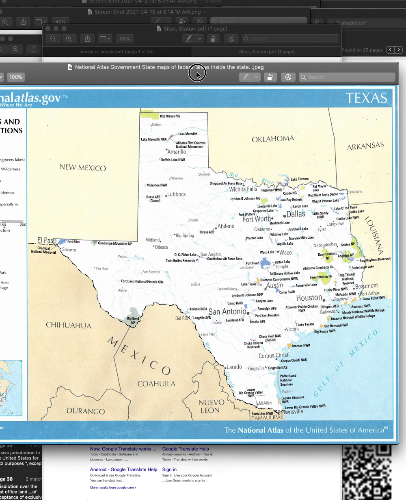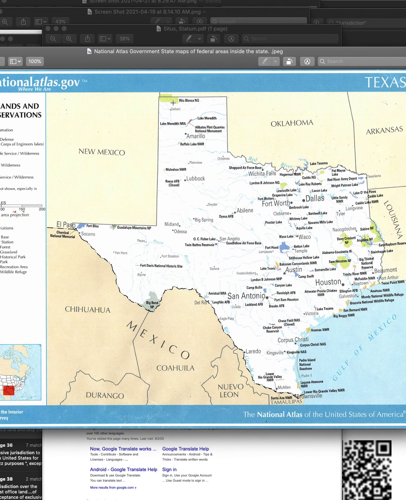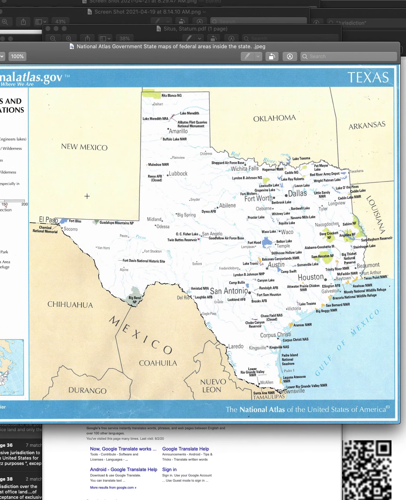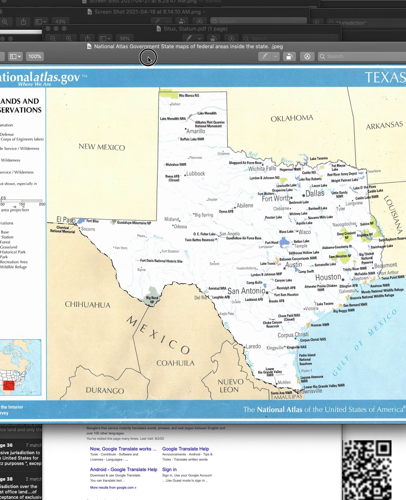Okay, so this is a map from nationalatlas.gov, which apparently this website has expired, but this is still a good map because it shows the federal areas inside the state of Texas. This is actually a territory, the territory of Texas, and these are actually territories of the United States, all these colored areas here. We have Bureau of Reclamation, Department of Defense, Fish and Wildlife, Forest Service, National Park Service.